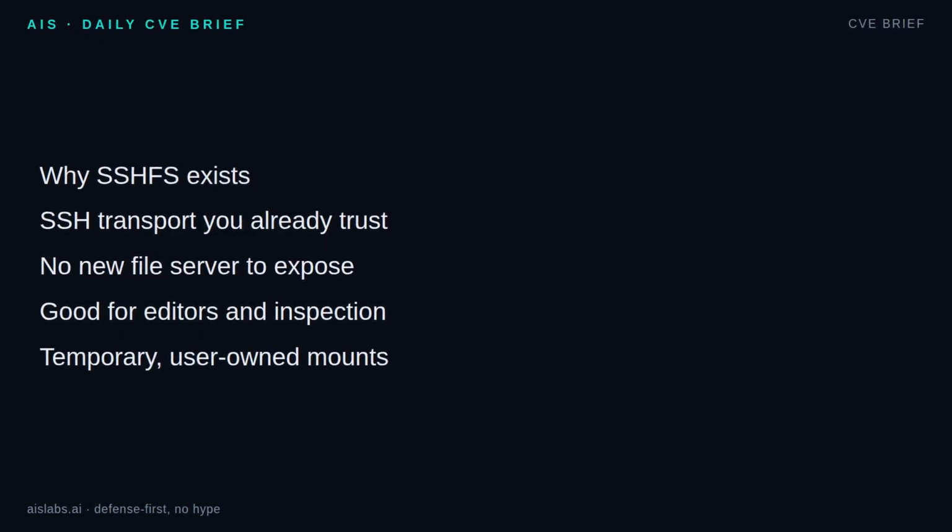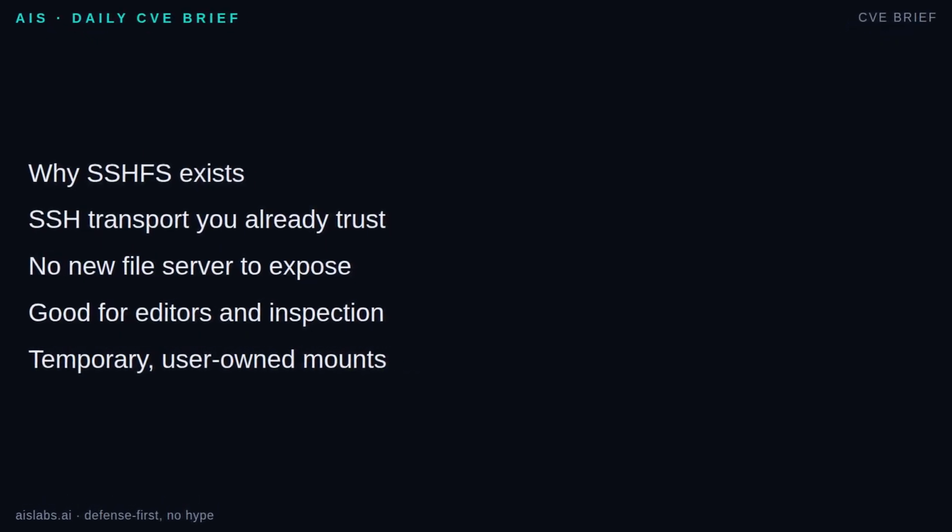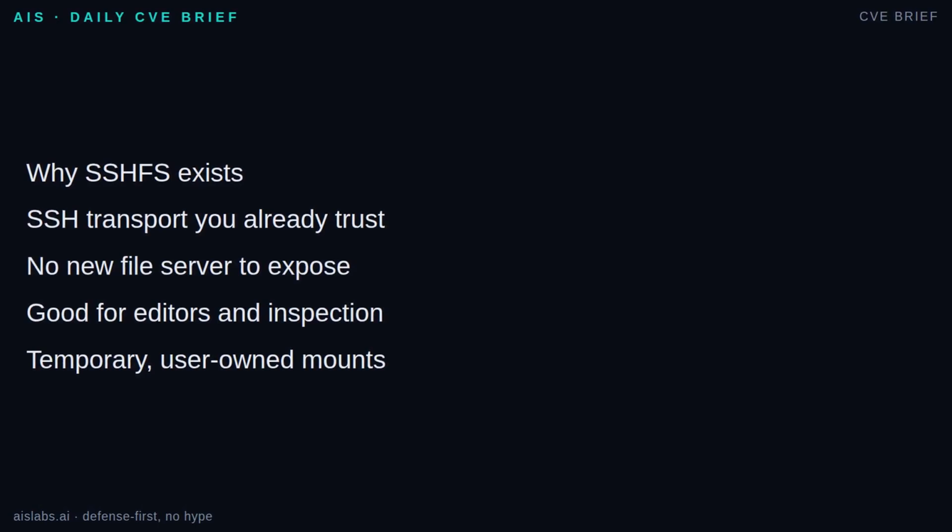SSHFS exists for administrators who already have SSH access and do not want to expose NFS, SMB, or a web file manager just to touch files. It uses the same authentication path you have been building through this series: keys, known hosts, SSH config entries, agents, and jump hosts where appropriate. The result is a mount owned by your user, usually under a directory like mnt in your project folder.